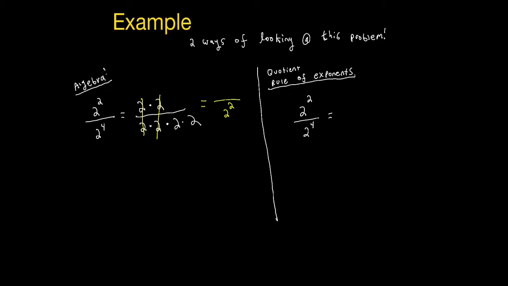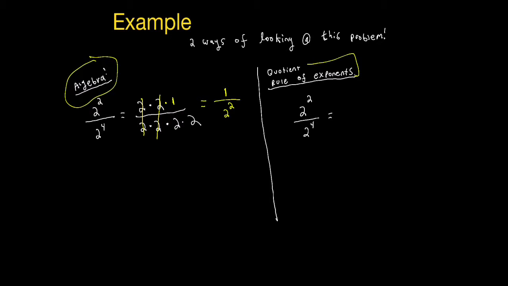And then here on the numerator, it looks like we don't have anything left, so we actually just have a 1. You can think about multiplying a 1 there. So we have 1 over 2 to the second power. That's by doing algebra. But now let's examine the same problem with the property of exponents that we learned in the previous lesson, which is the quotient rule.